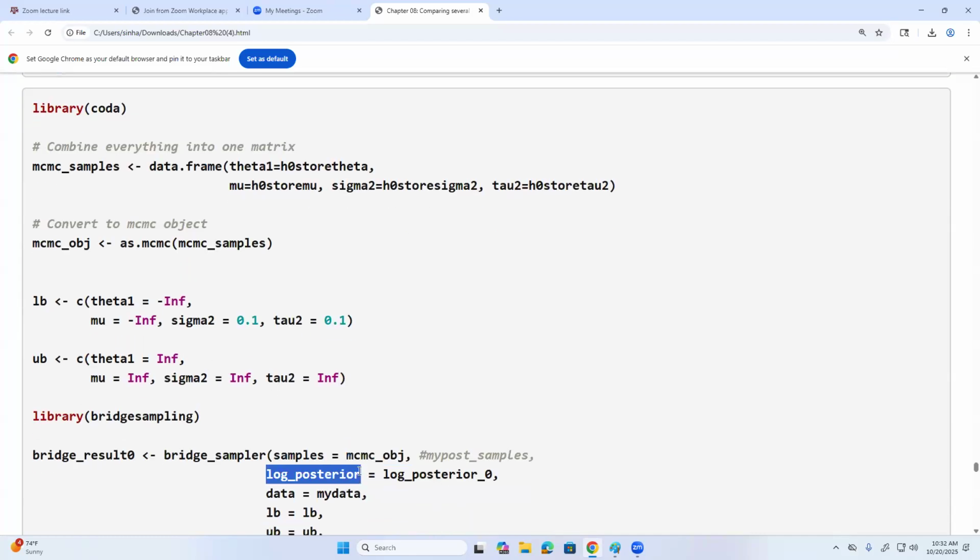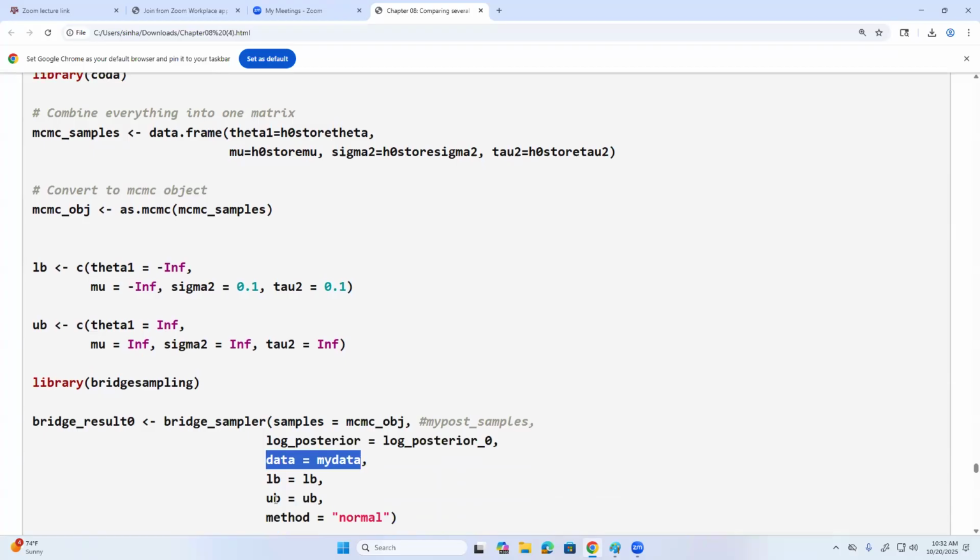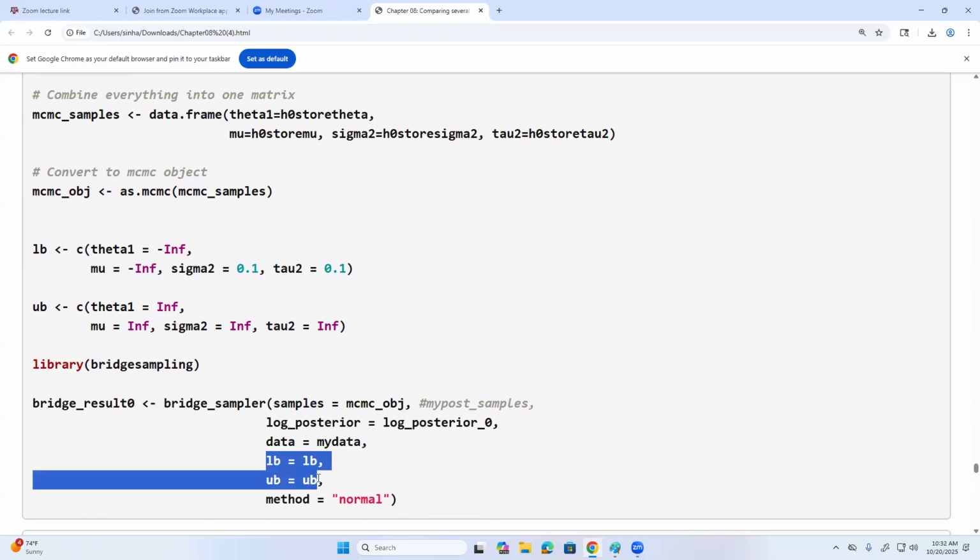Second thing, log posterior. You have to provide the log of the posterior density, then the data, and then the lower bound and the upper bound of the parameters. Sometimes you do not need to provide the lower and upper bounds, but when I tried to calculate it for our data example, it did not work. It was giving me an error message every time. Then I asked ChatGPT to solve this issue. ChatGPT told me to put in the lower bound and upper bound. It worked.